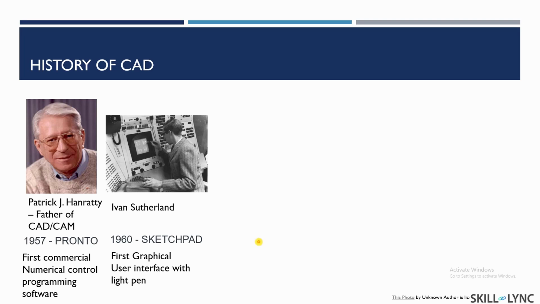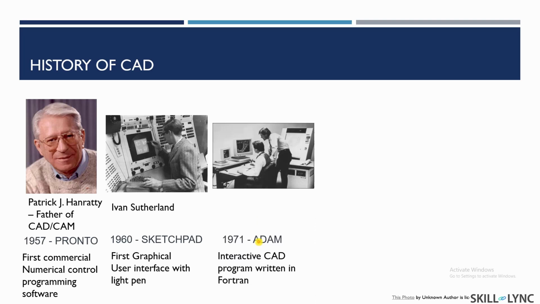So this was a very big breakthrough in 1960, and next, in 1971, the same Mr. Patrick Hanratty founded his own company and invented the Adam software. It's an interactive CAD program again, but written completely in Fortran. Fortran is a language that was widely used and can be adapted to different computers seamlessly. So this served as a bridge wherein they could run the software on different machines and attain good results.